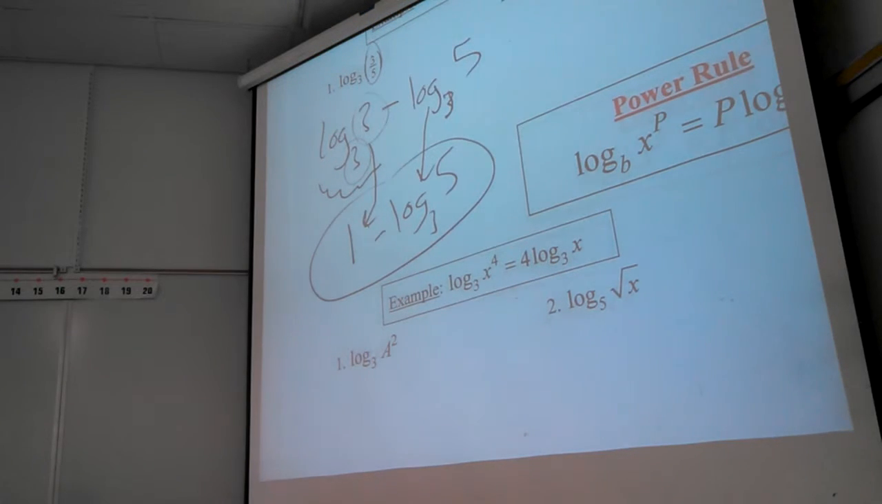Some of you guys are just mixing and matching, stuff is jumping around. Replace a part of something with what you know it to be. If there's something you don't know what it is, it's going to stay exactly the same, because I don't know what it is. Log base 3 of 5 stays log base 3 of 5.